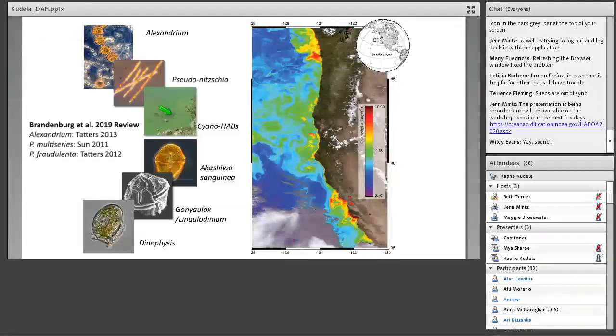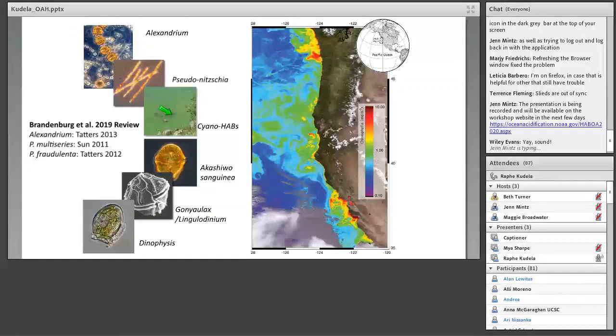And so Chris introduced this really nice review paper by Brandenburg et al. that came out last year, 2019. And one of the main points of that paper is that harmful algal bloom species generally seem to have a competitive advantage compared to non-harmful algal bloom species.